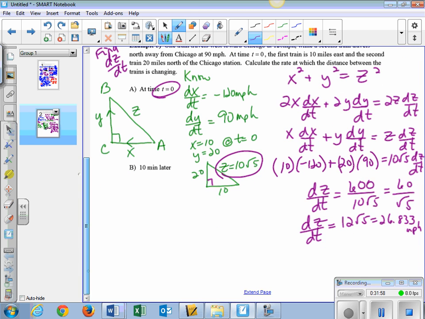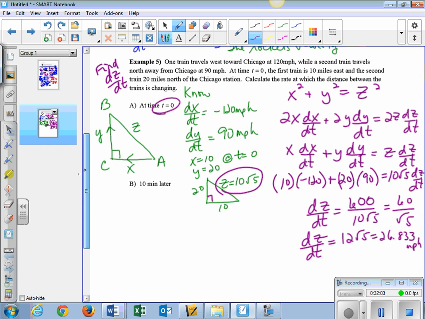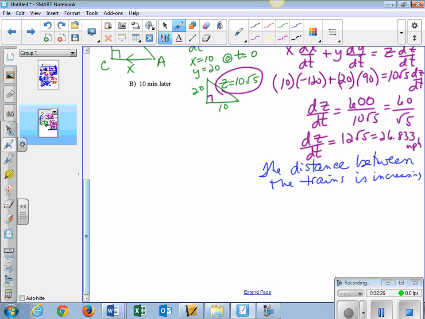Now, I have still not answered my question. So what was the question? Calculate the rate at which the distance between the trains is changing. So here we go, writing it all out. I would say the distance between the trains is increasing at a rate of 12 radical 5 miles per hour when t is equal to 0.